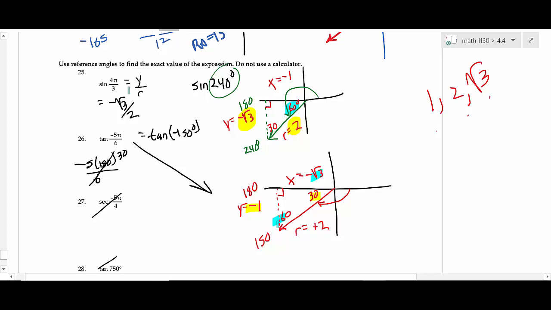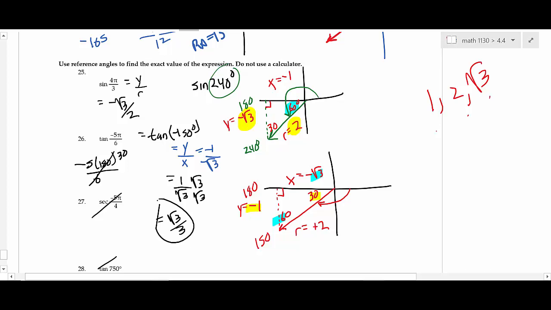Okay? All right, then what you would do from here is, when you work this problem out, the tangent is just y over x. So y would be negative 1, x would be negative root 3. So what that would end up giving you is a positive value. You're in quadrant 3, the tangent's positive in that quadrant, then you just rationalize the denominator, okay? So I'm going to rationalize that. That would give me square root of 3 over 3 like that, okay?